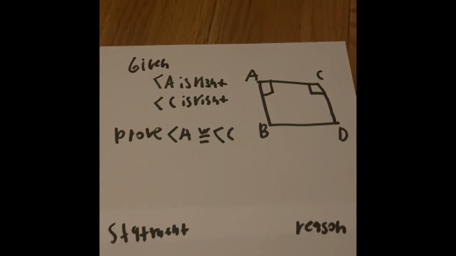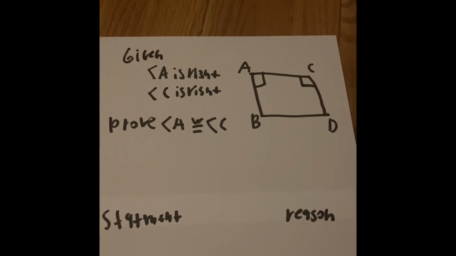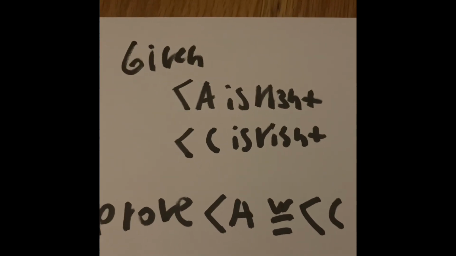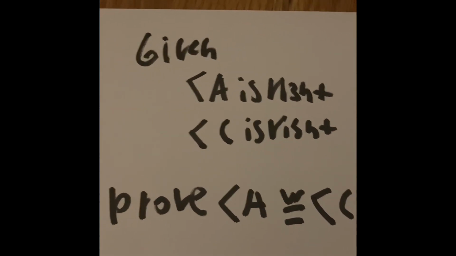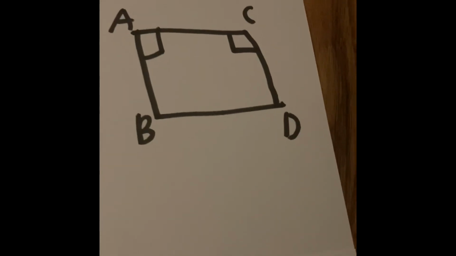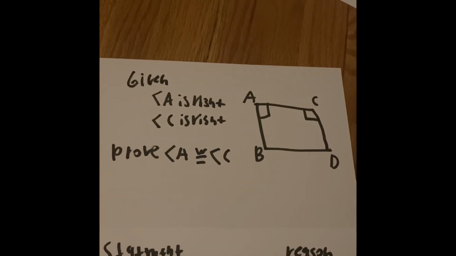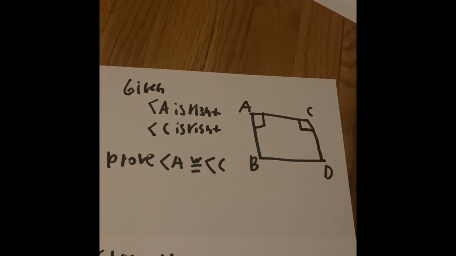This is the last thing we need to prove for the night. What's given to us is that angle A is right, and angle C is also right. Here is the diagram right here. What we have to do is prove that angle A is congruent with angle C.